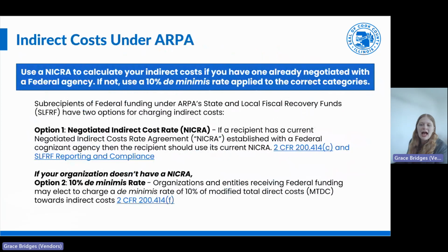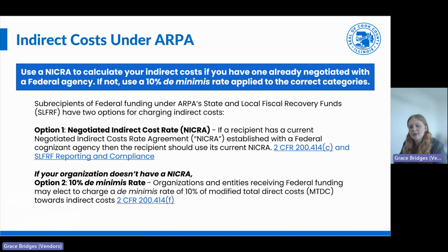Now let's run through how to calculate indirect costs under ARPA. As an ARPA subrecipient, you will have two main options for charging indirect costs. The first is a negotiated indirect cost rate, a NICRA, that's established with a federal agency. If your organization already has an established NICRA, you should use this to apply indirect costs. But if your organization does not have a NICRA, you should instead use the 10% de minimis rate.